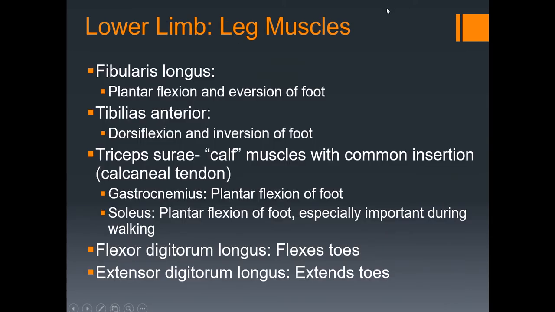If we look at muscles located in the leg, the fibularis longus causes plantar flexion and eversion of the foot. The tibialis anterior causes dorsiflexion and inversion of the foot. And then we have what are known as the calf muscles, or the triceps surae. They are 2 muscles with 3 origins, but they all have a common insertion point, which is your calcaneal tendon or your Achilles tendon.